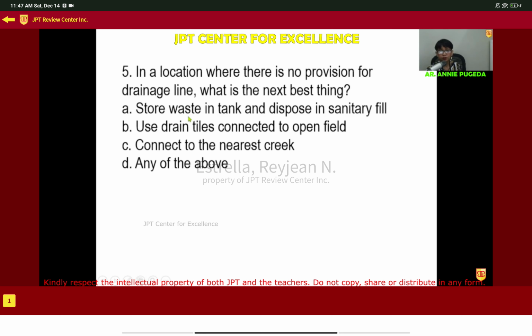So ibig sabihin itong mga tatlo, store waste in tank, meaning septic tank, and dispose in a sanitary field. So from a septic tank, nilabas niya, tapos nun, pinakalat niya sa perforated na mga pipes. So this is class 4, which is field disposal, pwede yan. Use drain tiles. Drain tiles is yung mga drain na may mga butas-butas connected to open field. Still on class 4. Connect to the nearest creek, which means that the pipe can be holding stormwater, which is placed sa creek. So, your natural drainage for storm is the creek. So, lahat ito pwede. Therefore, any of the above.